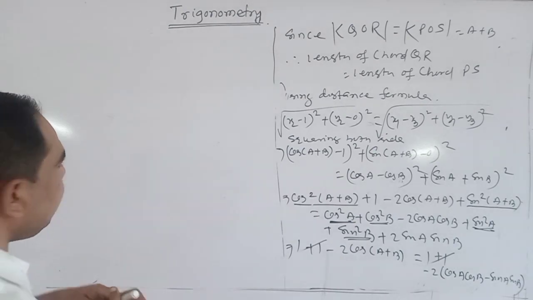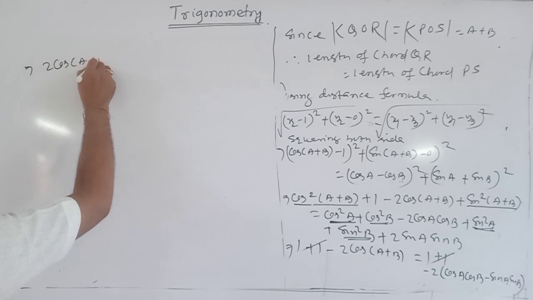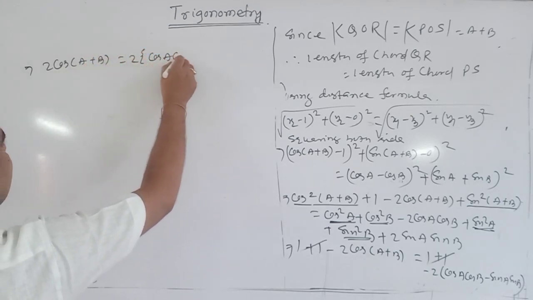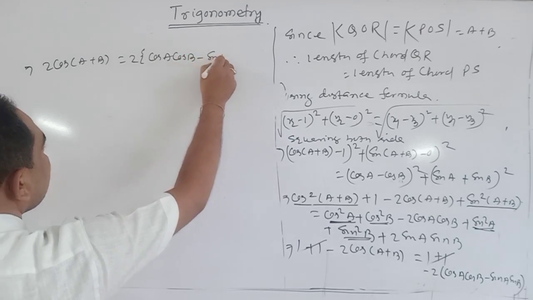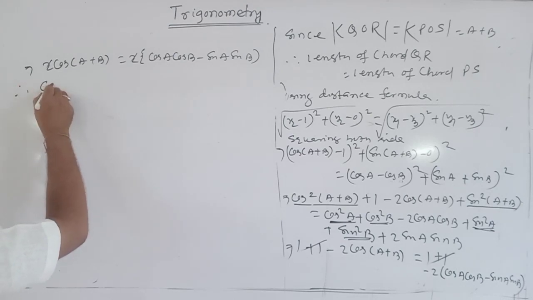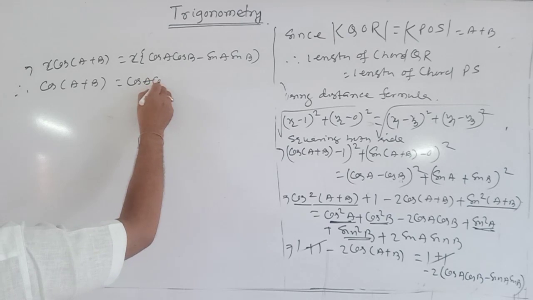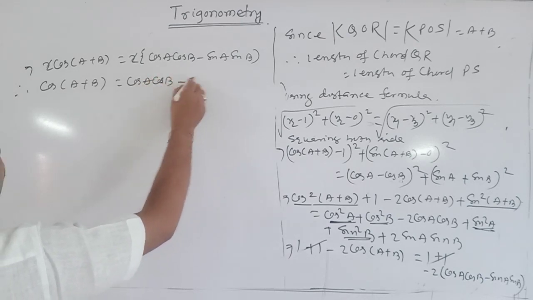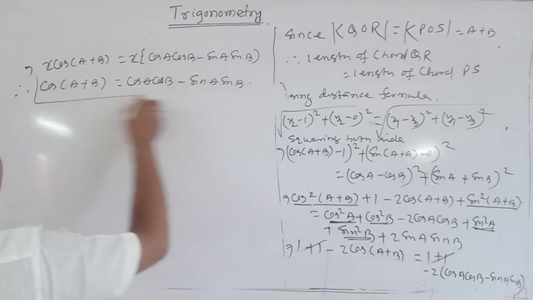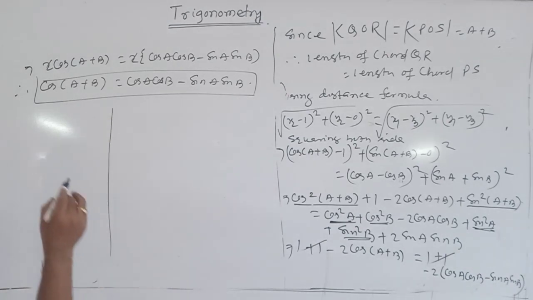So this implies 2 cos a plus b is equal to 2 into cos a into cos b minus sin a into sin b, 2 cancels. Therefore cos of a plus b is equal to cos a into cos b minus sin a into sin b, okay, this is the formula. Again, let me do the graph well.